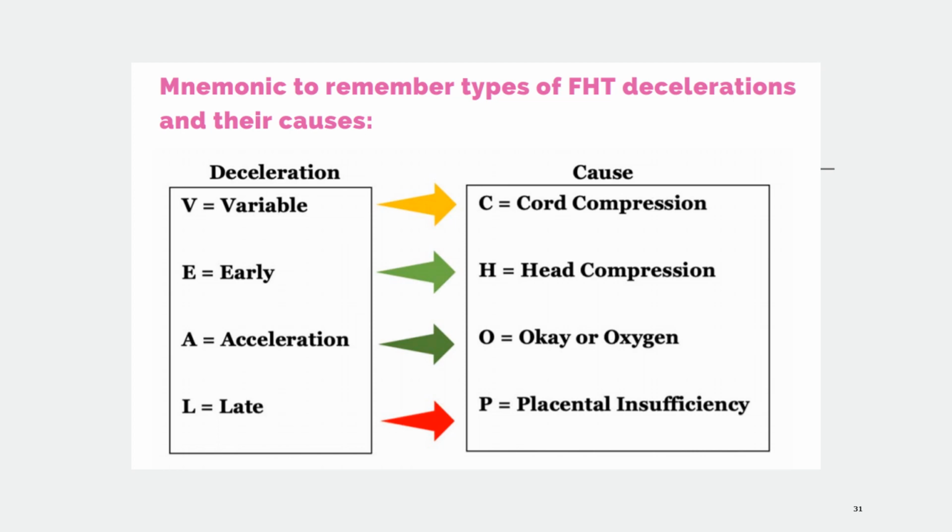Okay, this is a great slide to remember, okay? Your deceleration and the cause. Okay, you need to know this. You will be asked on an exam, no shadow of a doubt, about these. You may see this on the NCLEX. So variable, cord compression. Early is head compression. Again, benign. We don't document head compression or earlies. Acceleration, okay. You've got oxygenation. And late, placental insufficiency.